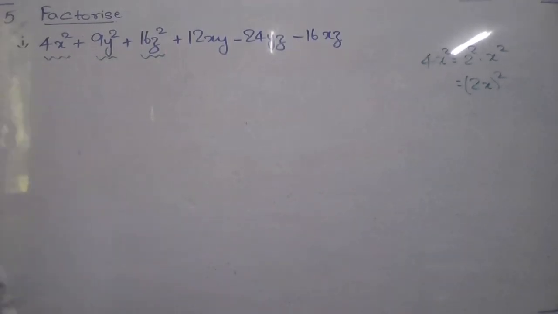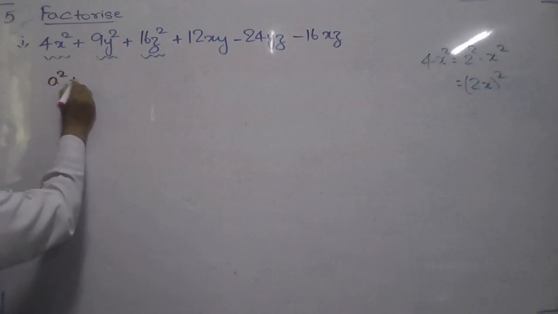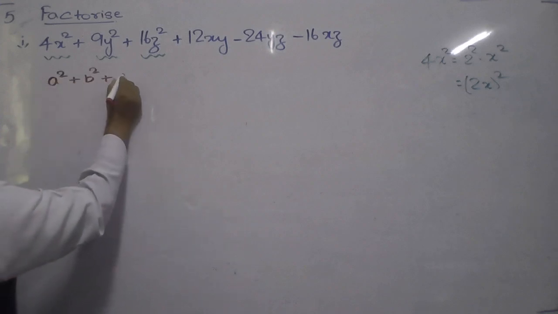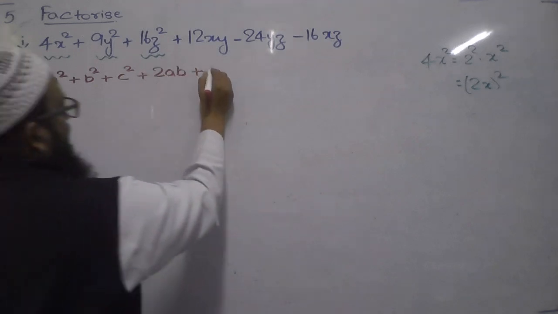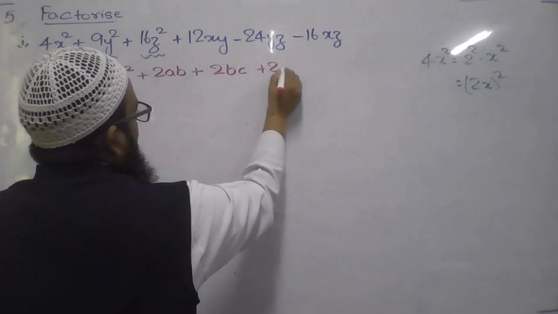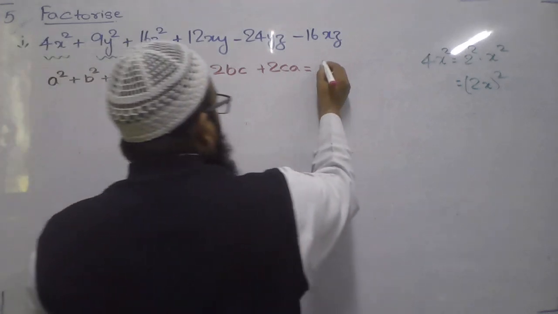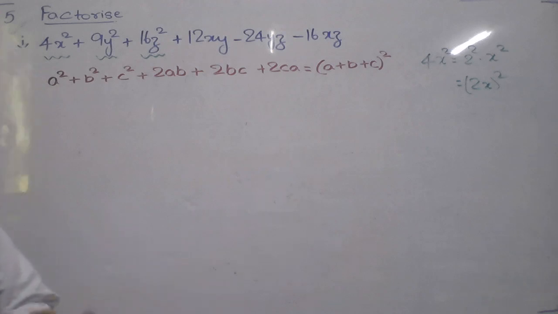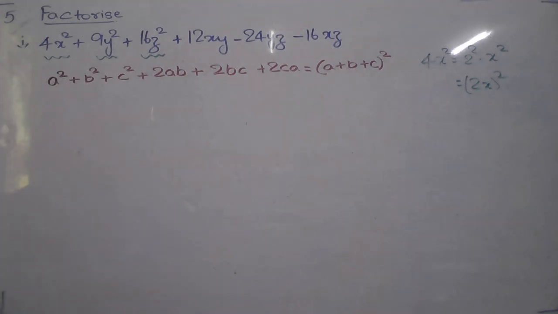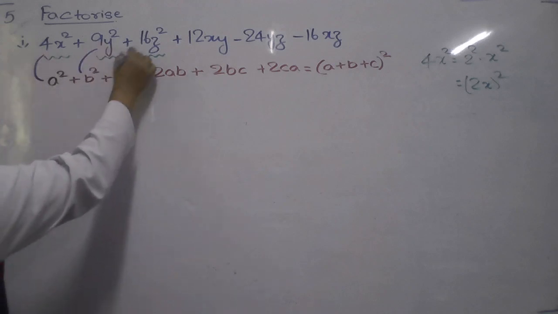identity number 5, right? So let me write identity number 5 over here. What is identity number 5? a square plus b square plus c square plus 2ab plus 2bc plus 2ca equals, how will you factorize this? We factorize using (a plus b plus c) whole square. Now when you have done this, equate the squares: a square will be this one, b square will be this one, c square will be this one.